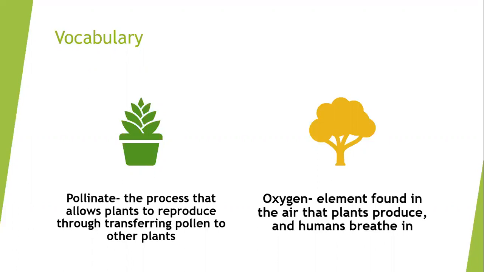Our last word is oxygen. What's our word? Oxygen is an element found in the air that plants produce and humans breathe in. So humans breathe in oxygen and it helps us maintain life, but it's actually plants that produce it. Interesting. That might make plants really important for humans.